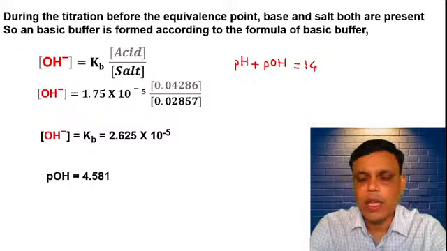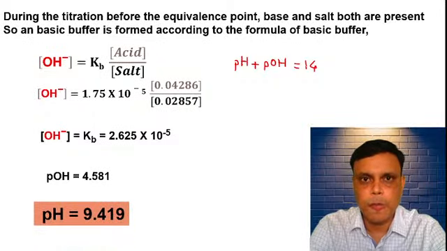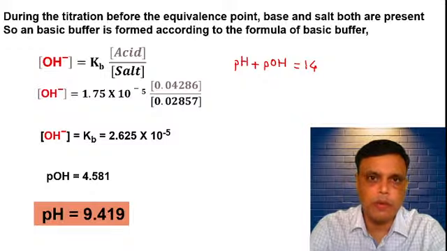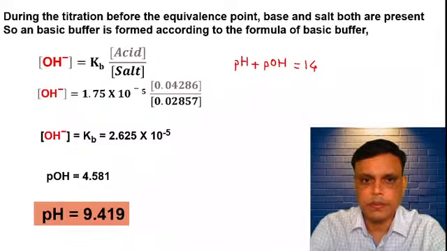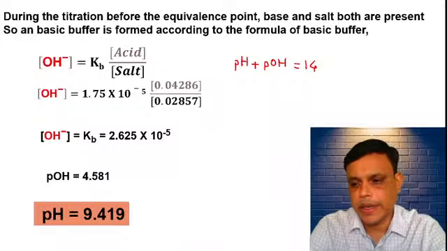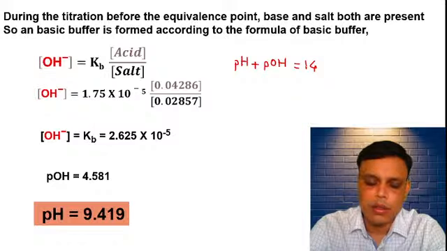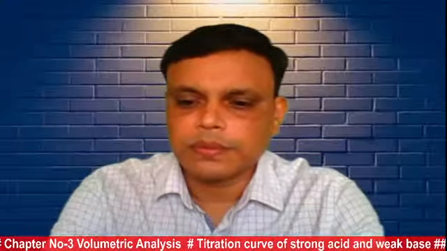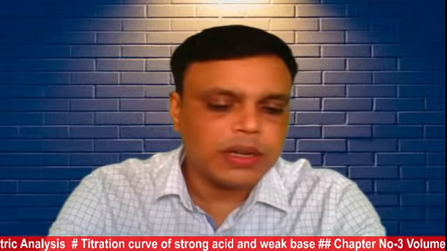Then calculate the pH, that is 14 minus 4.581, and we will get the pH. So pH is 9.419, correct, yes or no? Correct. Rupesh Kumar and Ganesh have also calculated the pH correctly. Divya, Shruti, very good. Correct. Nutan, Anjay, they have calculated the correct value of pH.